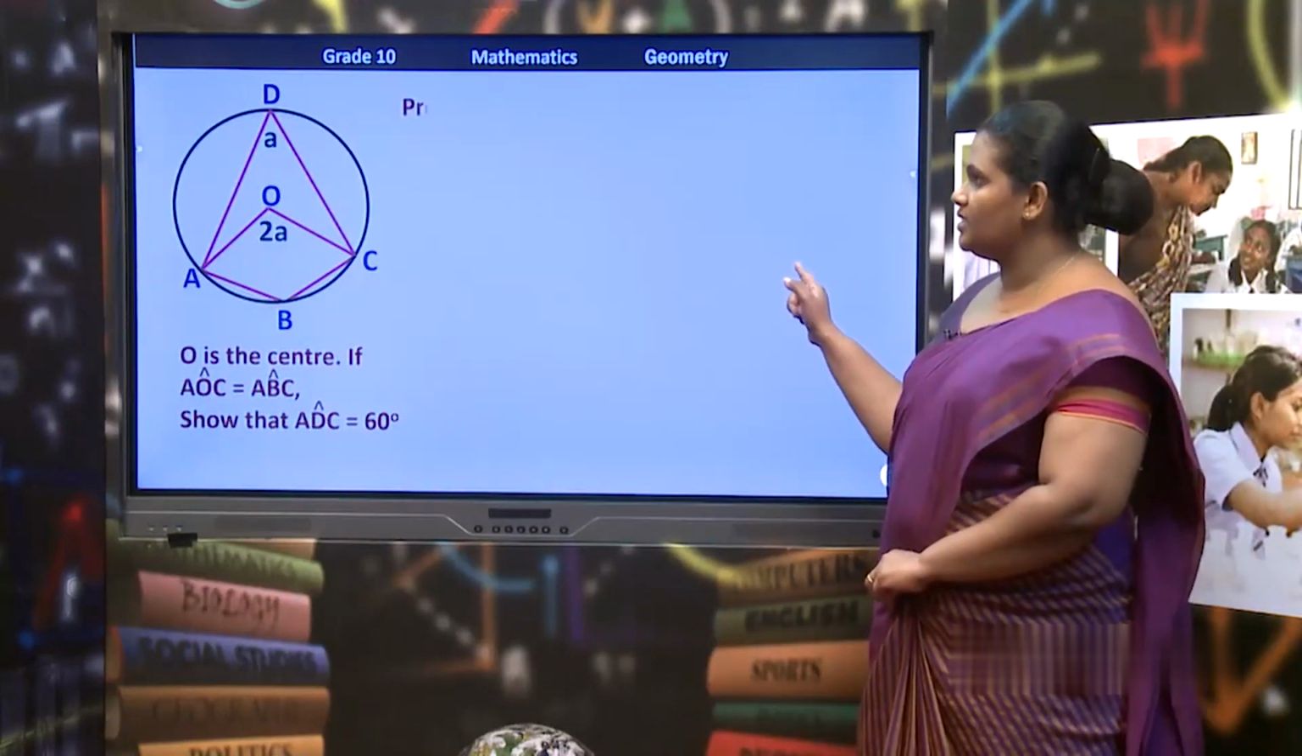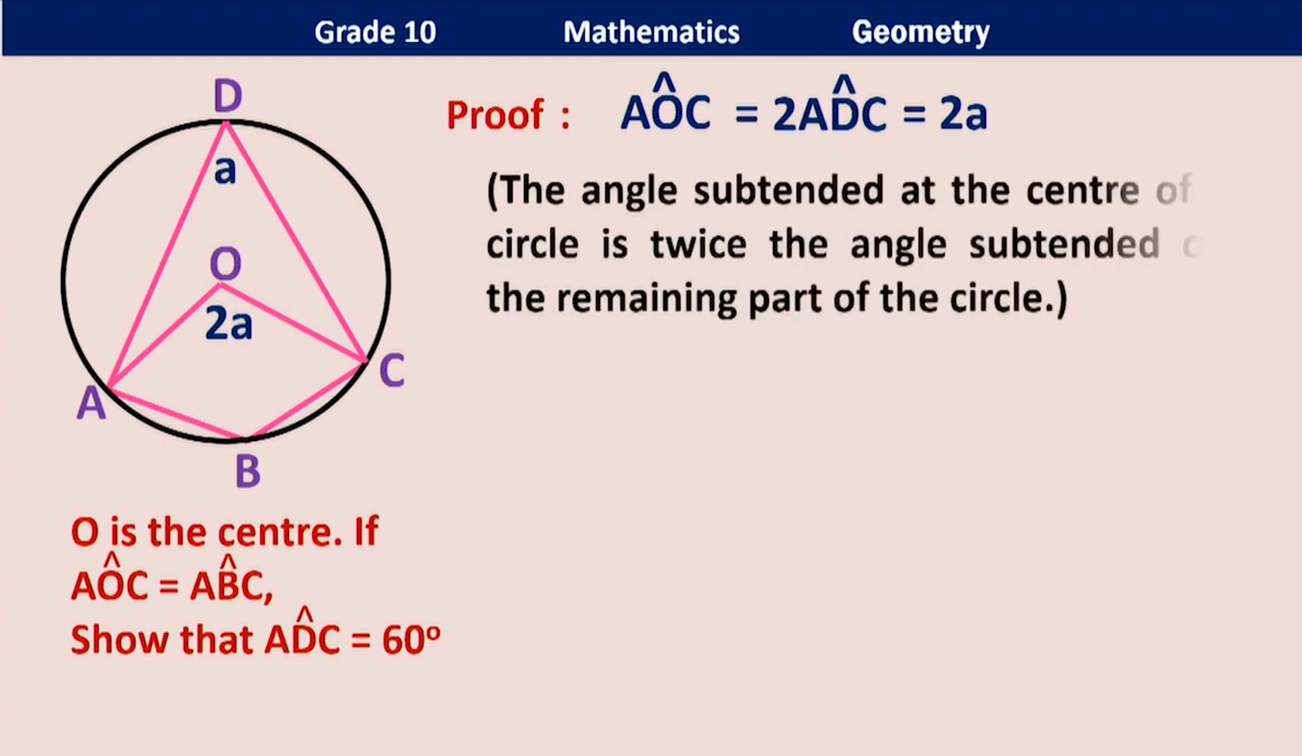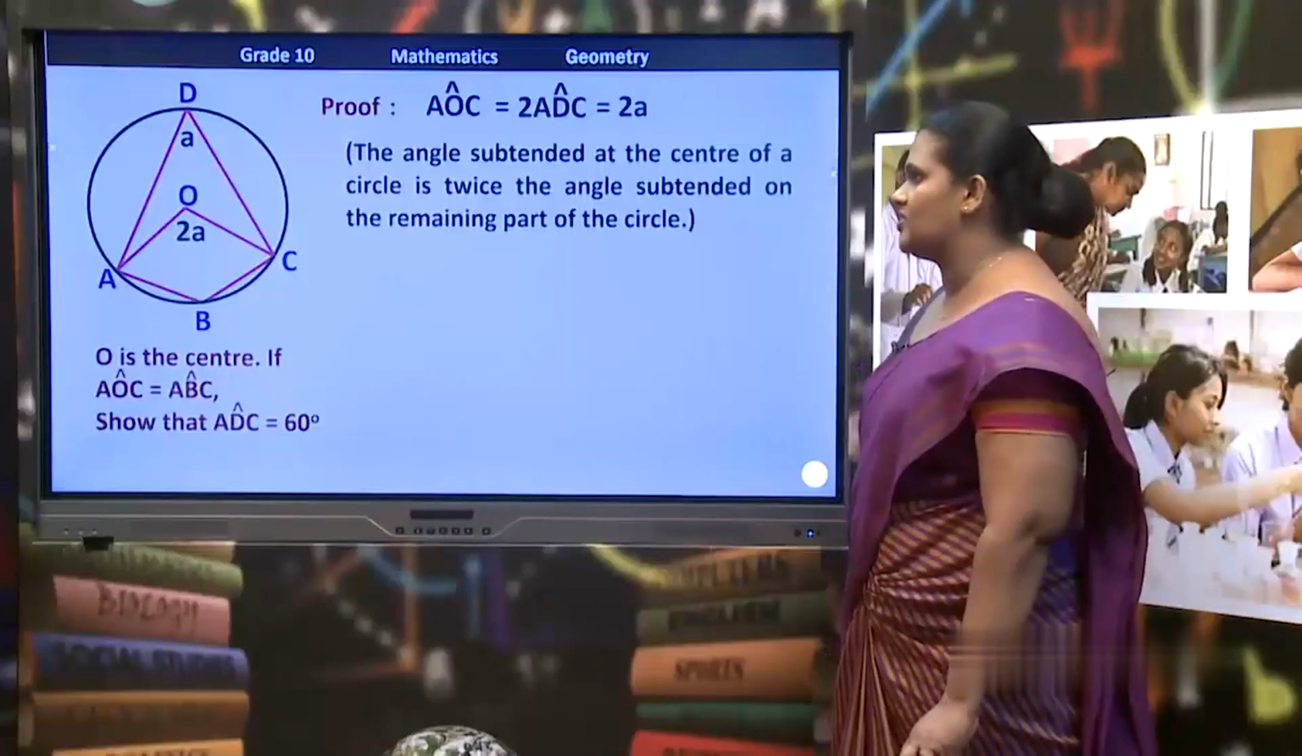So, we will write the proof. Angle AOC is equal to twice the angle ADC. So, we can say it equals 2A. When we are writing the proof, we have to mention why we have used this relationship. Therefore, you have to mention that the angle subtended at the center of a circle is twice the angle subtended on the remaining part of the circle. You have to write the reason.